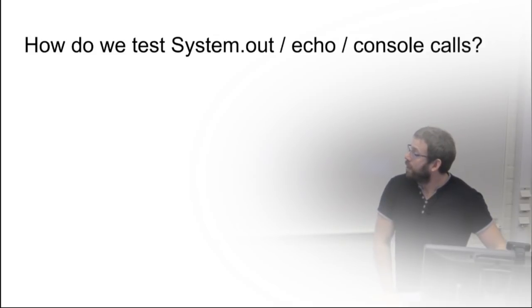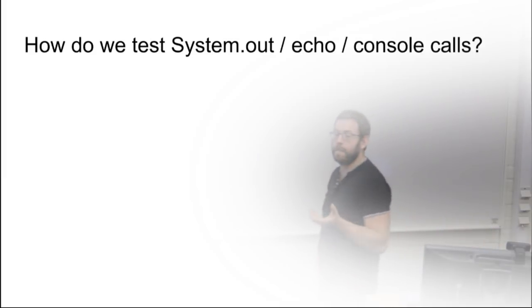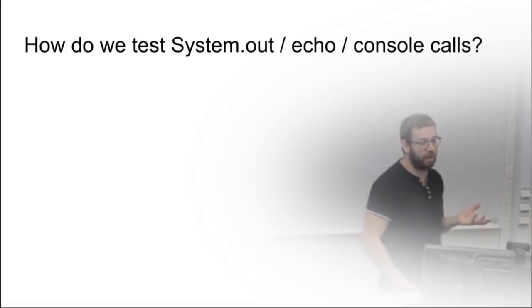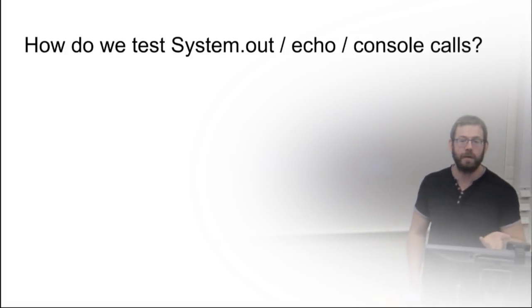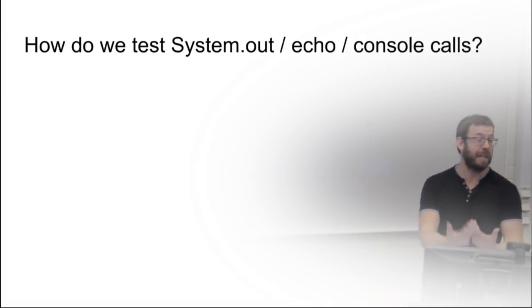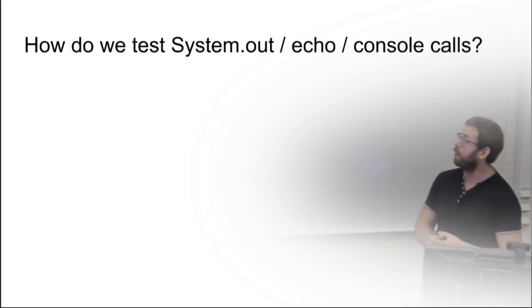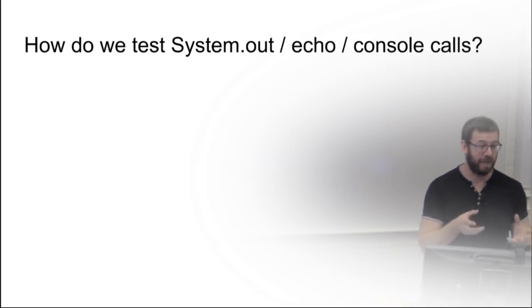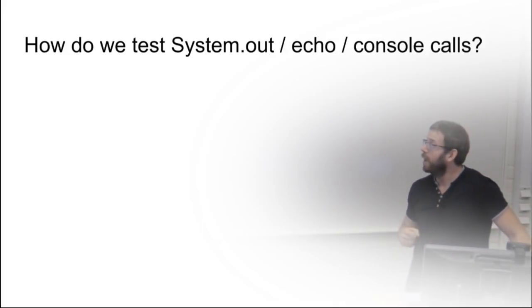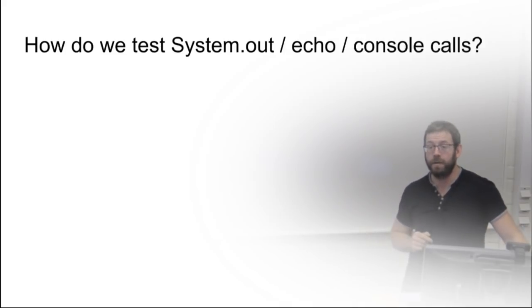Oh, we already talked about that, really. How do we test system out, echo, and console calls? The thing is, if we have code that calls something to system out, we're using a component. System out is a component, or in echo we're using the output buffer in PHP, or in console log, we're using the console object in JavaScript. And we have a dependency to that one.